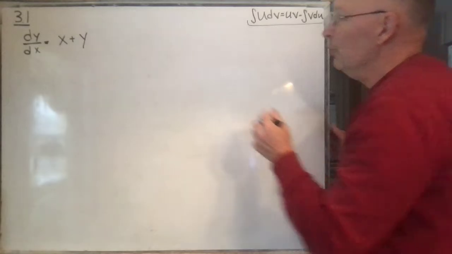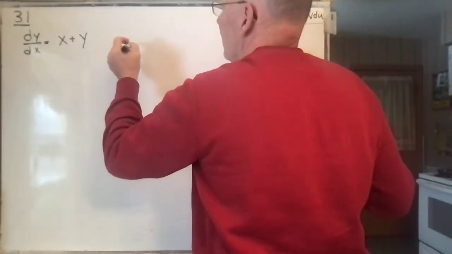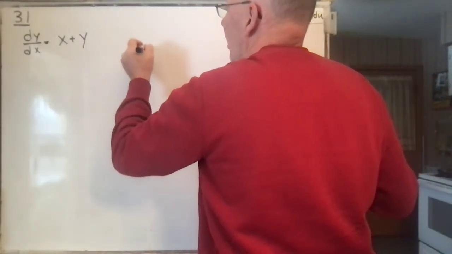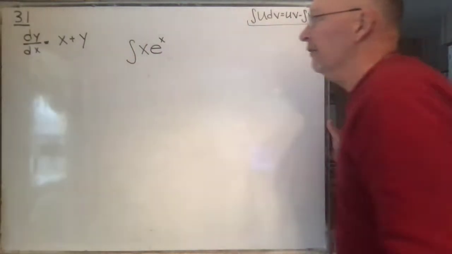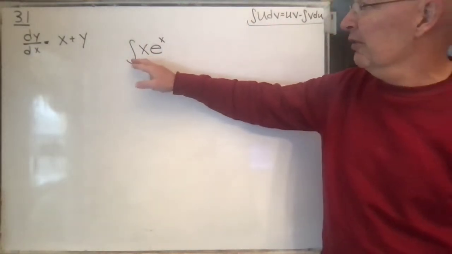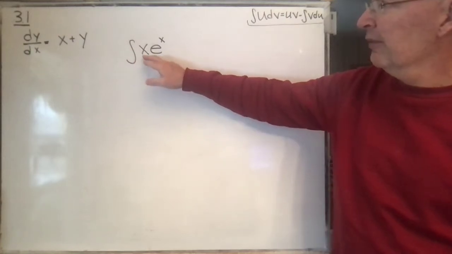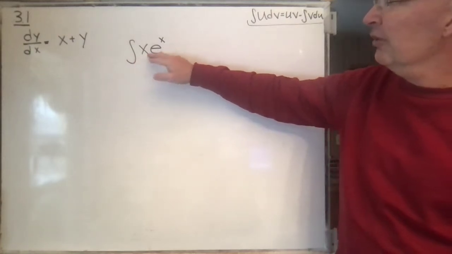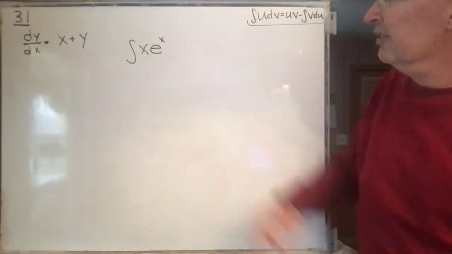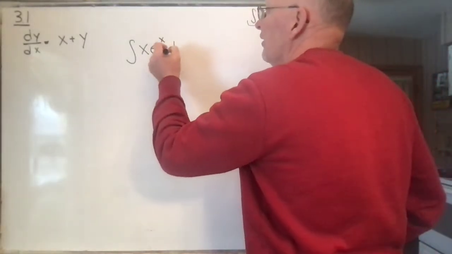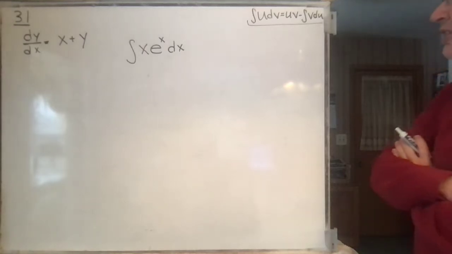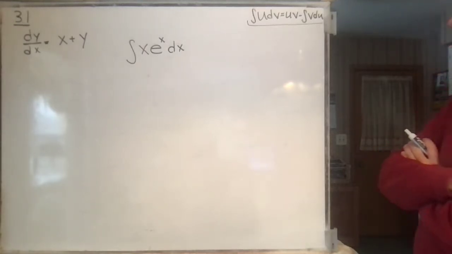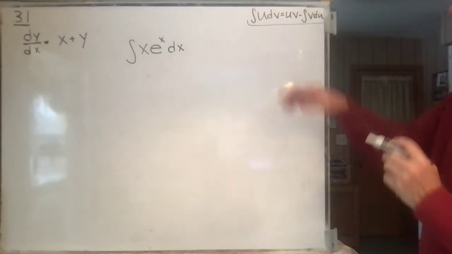So where this is useful is when you have functions that involve two different kinds of functions. So here's an antiderivative, and we have two different things here. We have an exponential and we have an x there. And I want to find the antiderivative of this thing. Okay? And the question is, how do we find the antiderivative of it? And so let me show you how you do it using this formula.